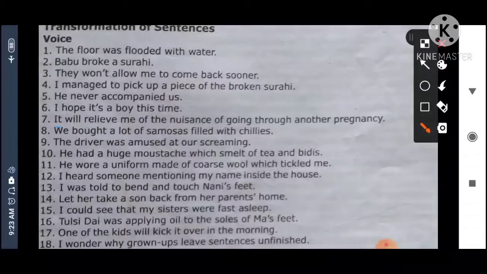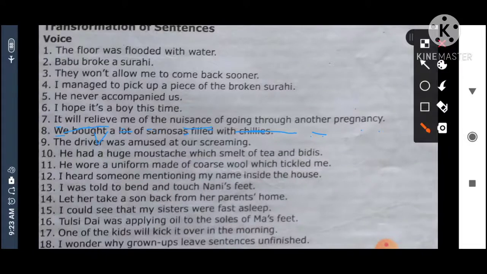It will relieve me of the nuisance of going through another pregnancy. So it will relieve. Relieve is your verb. Me is your object. So I will be relieved of the nuisance of going through another pregnancy. यहाँ पे बाय के साथ सेंटेंस कंप्लीट करने की कोई ज़रूरत नहीं है, because we can easily understand that यहाँ पे डू इम्पोर्टेंट नहीं है. The most important thing is the understanding of the sentence.